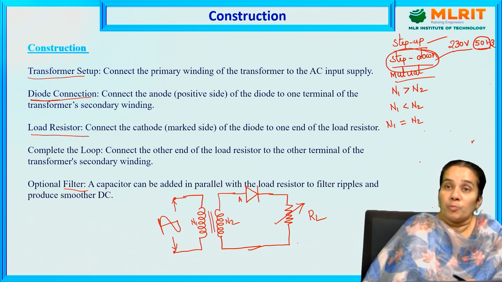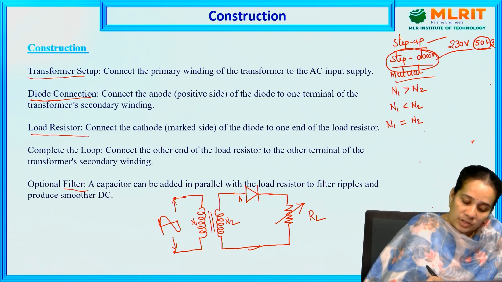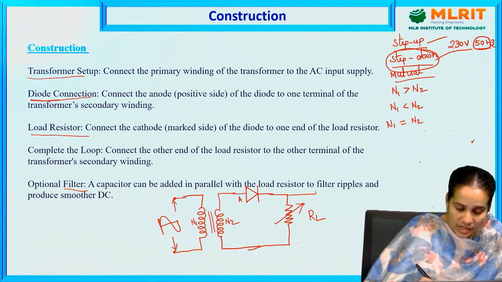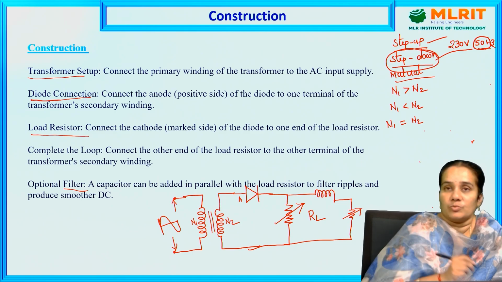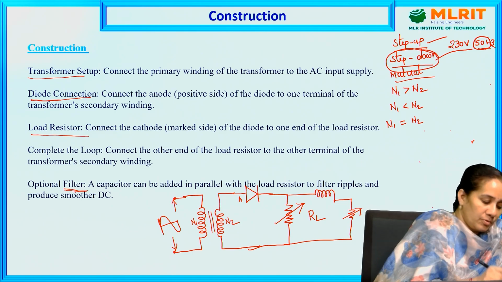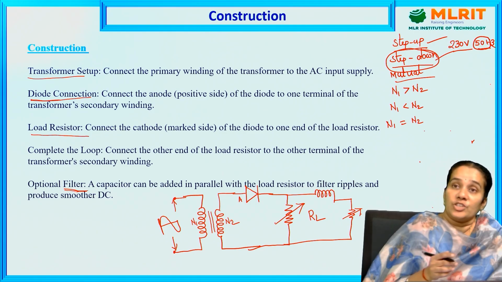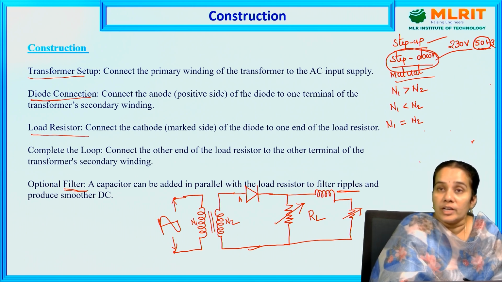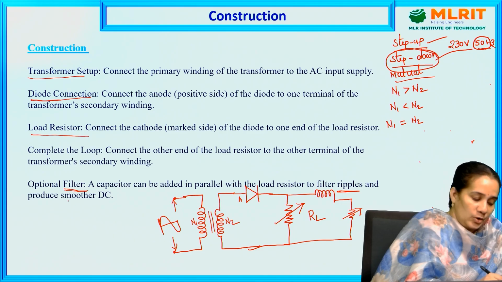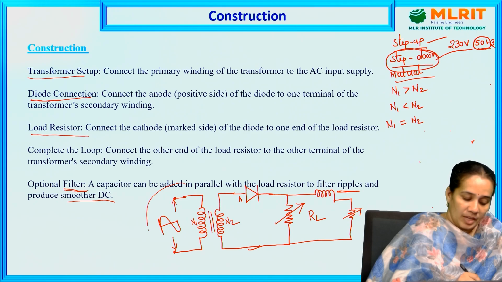The output of the rectifier is not pure DC. To get pure DC, we have to connect it to either an inductive filter or a capacitive filter. What is meant by a filter? A filter is used to remove the unwanted frequency components, or the unwanted ripples, and produce a smooth DC value. That is the purpose of filters. This is the construction of the half-wave rectifier.